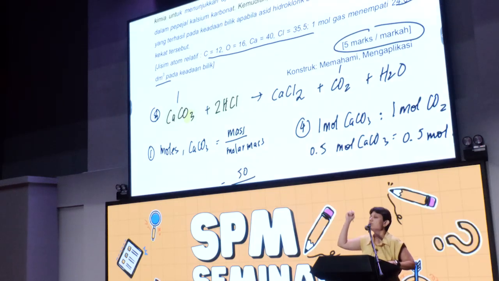Okay, if you tak sempat tulis, don't worry. After they put up the recording, they will give you the marking scheme. Don't worry about that. Okay, anybody has a problem for this question so far? Noah? Okay. Sekarang dalam soalan ini, hanya jisim calcium carbonate diberi. You are only given 50 grams of calcium carbonate. What if they give you 2 information?